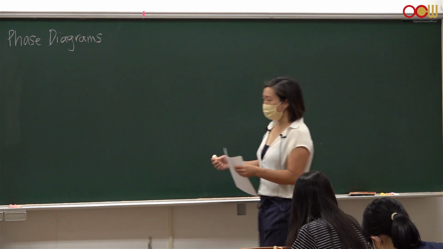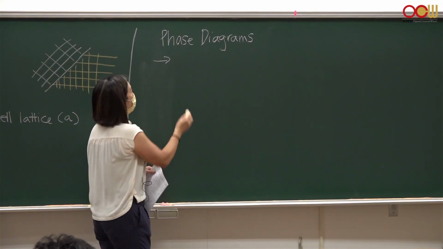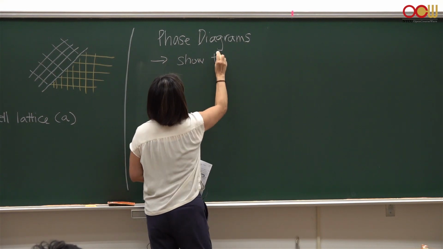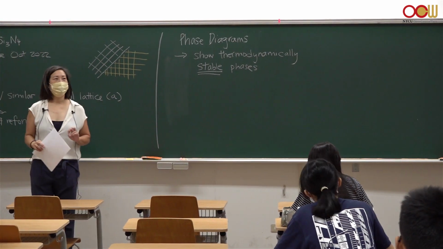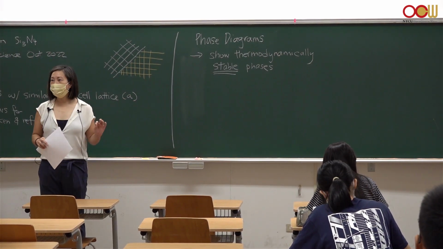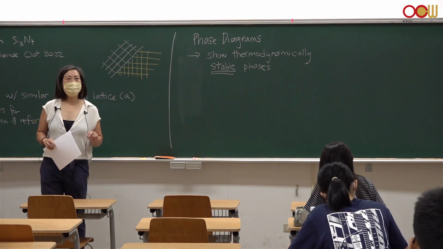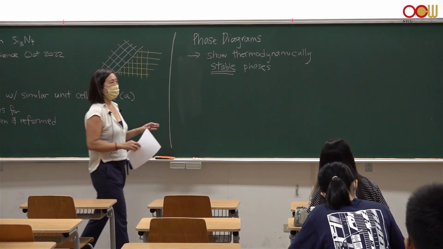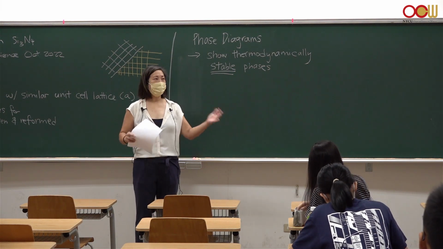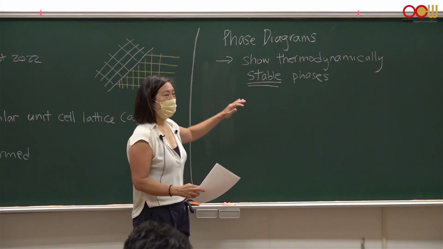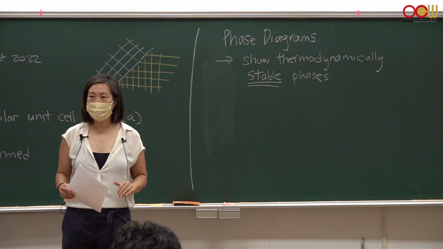Okay, so phase diagrams are diagrams that show thermodynamically stable phases. This is really, really important to remember, that phase diagrams only show thermodynamically stable phases. Thermodynamically stable phases are phases that are at their lowest energy state. They cannot go any lower. That's why they're stable. So thermodynamically stable phases are what is being represented on phase diagrams.